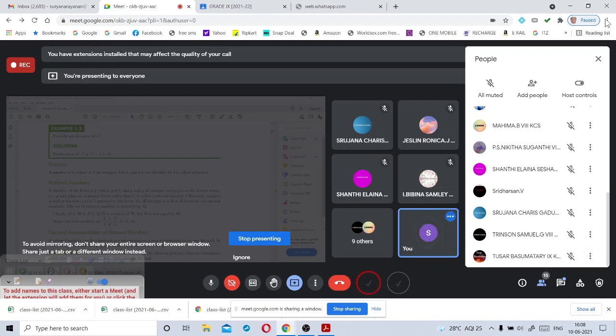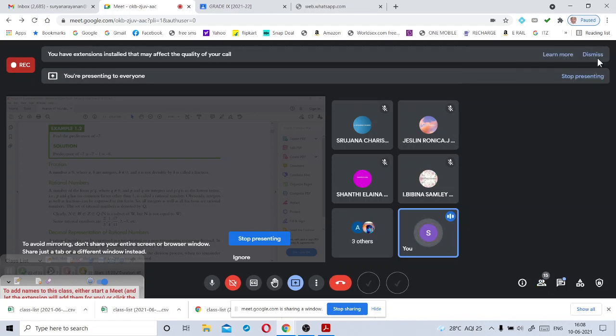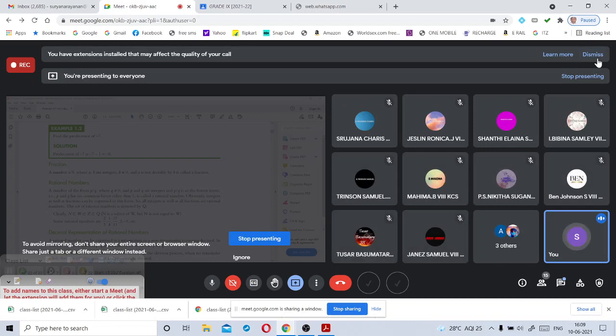Tushar, can you tell me about rational numbers? Sir, a rational number is of the form P by Q, where Q is not equal to 0. That's all.